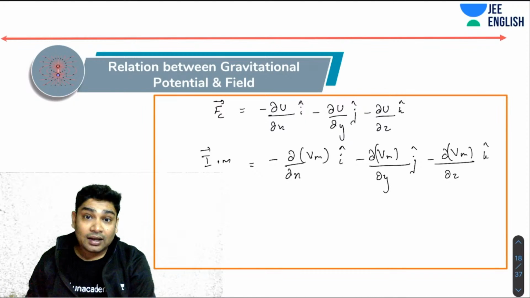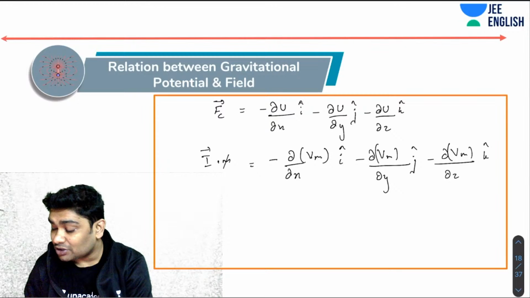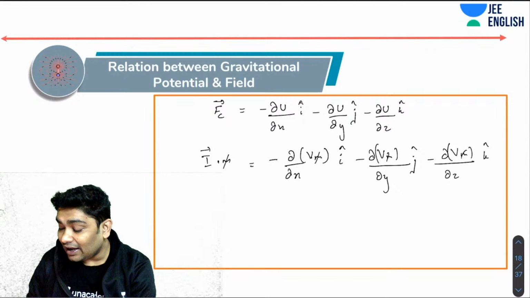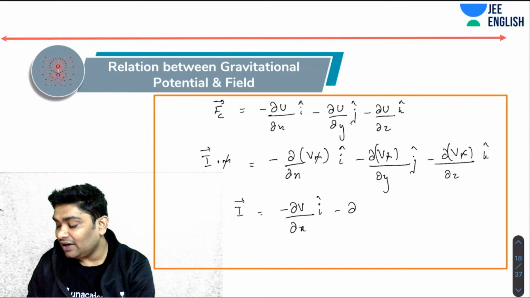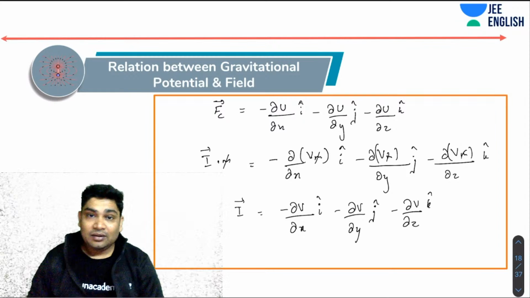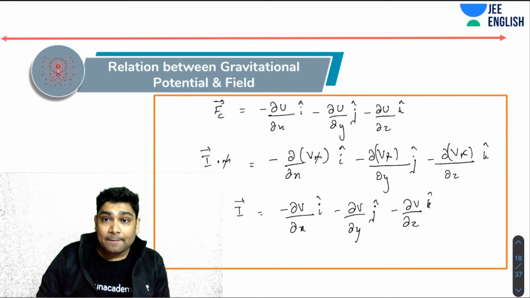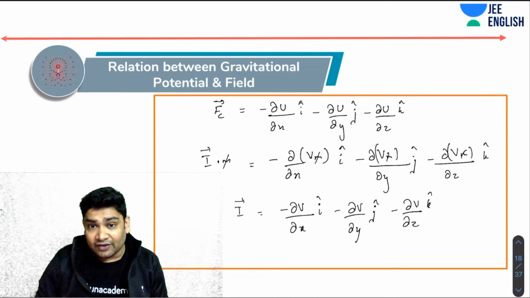Okay, now m is constant, so I can cancel out all the m's. And the relation I have is I vector equals minus del V over del x, i cap, minus del V over del y, j cap, minus del V over del z, k cap, where del represents the partial derivative. Okay, I hope everybody knows what partial derivative is.